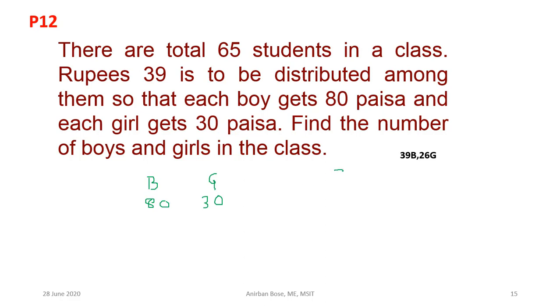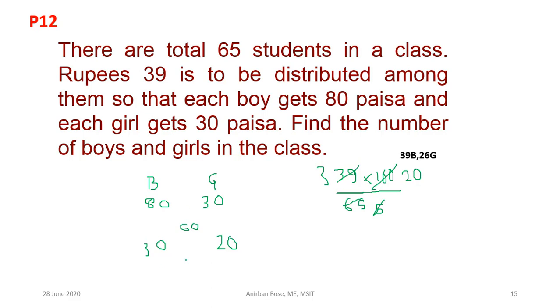So the total is 39 rupees, and there are 65 students, so how many paisa will each get? So 39 into 100 paisa divided by 65, find out that one. So it is 60 paisa. Okay, so that is the class average. So this is 30, this is 20. So what is the ratio? The ratio is 3:2.